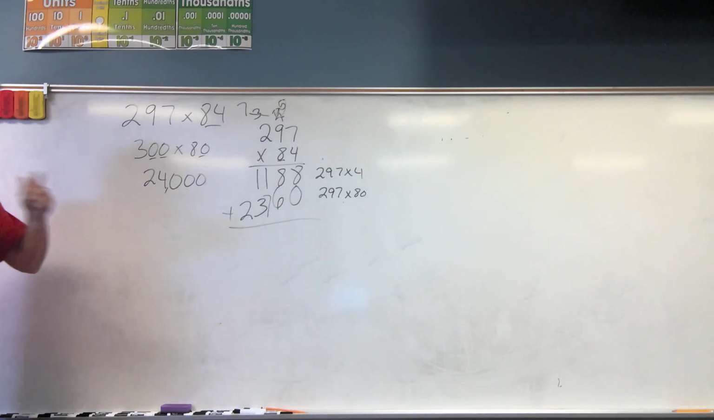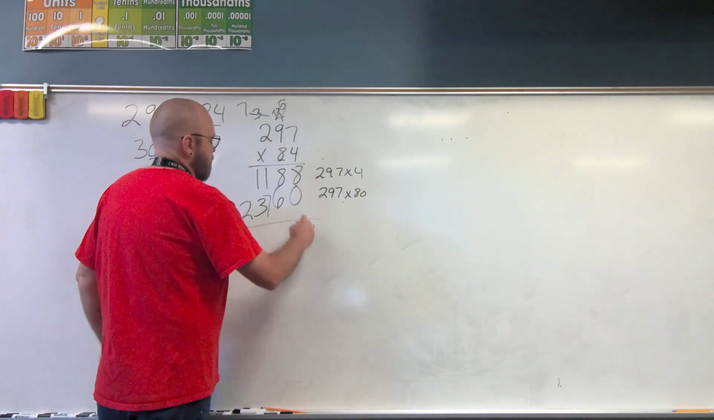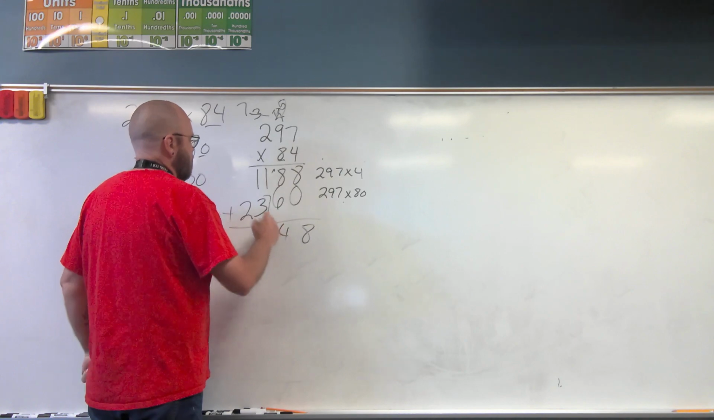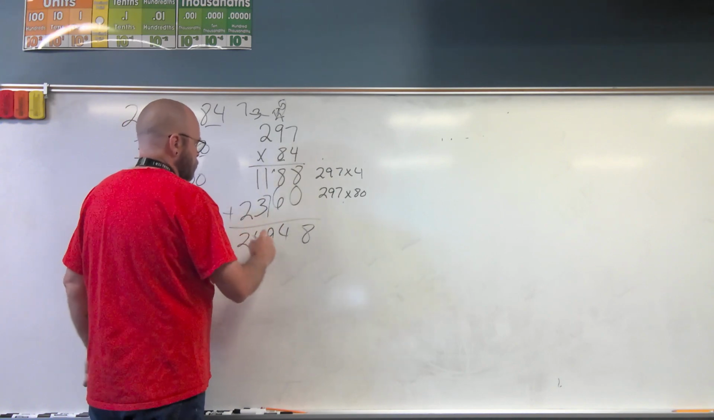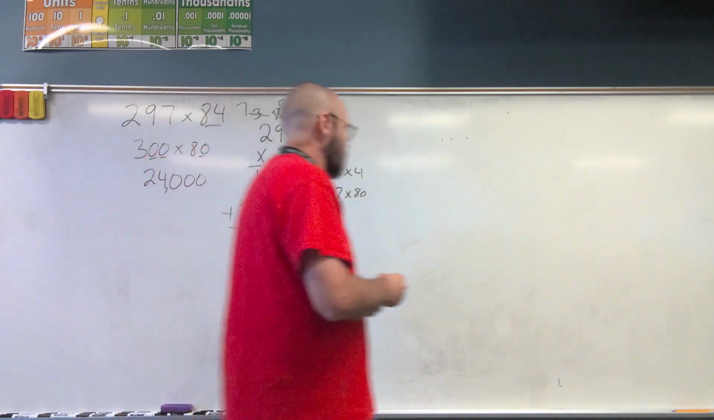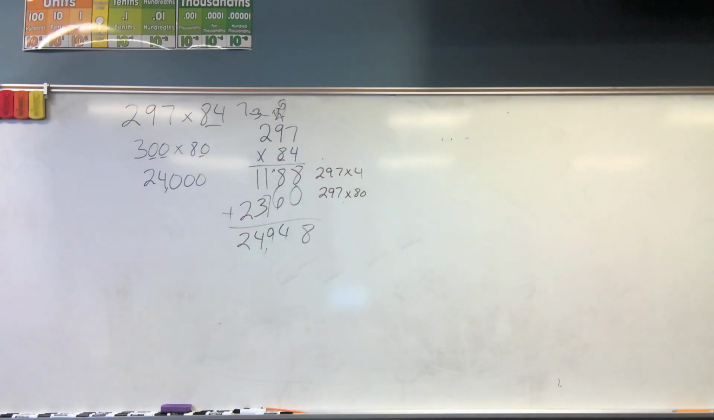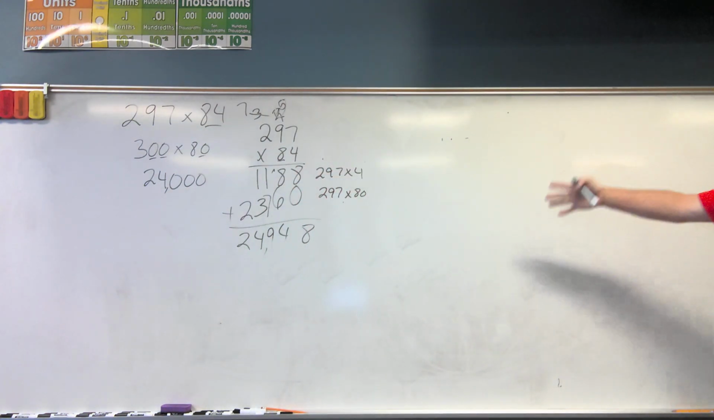I don't know. Speak up now or forever hold your peace. All right, so then we would just add these together. 8, 14, 9, 24,948. Yay, I actually got something. Fairly close. Fairly close.